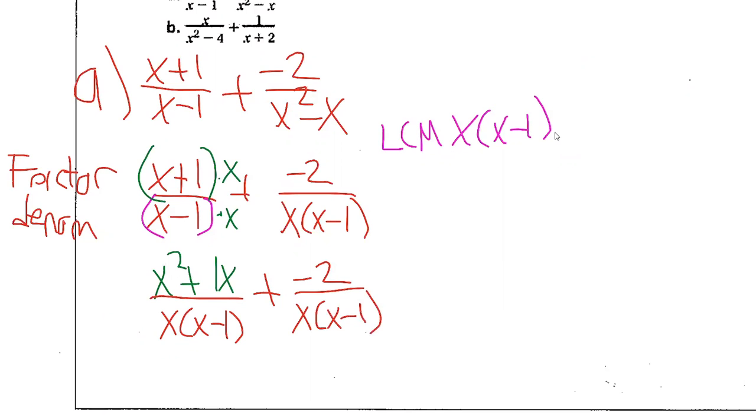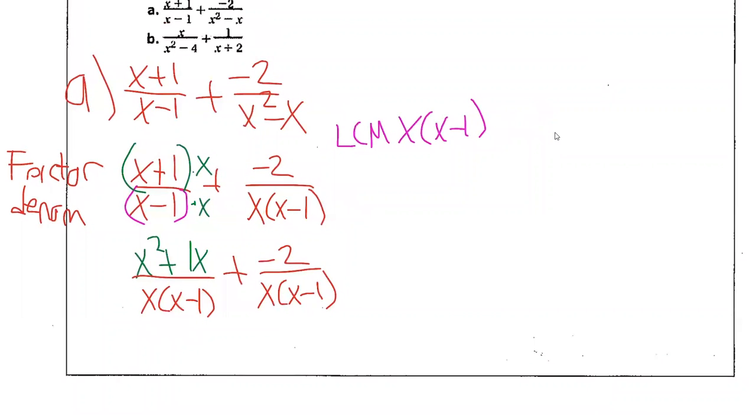But sometimes you'll have to multiply both fractions by something. But now we can just add the tops. Now we can add these together. It turned into one fraction, so we would just have x squared plus 1x minus 2 all over our common denominator.